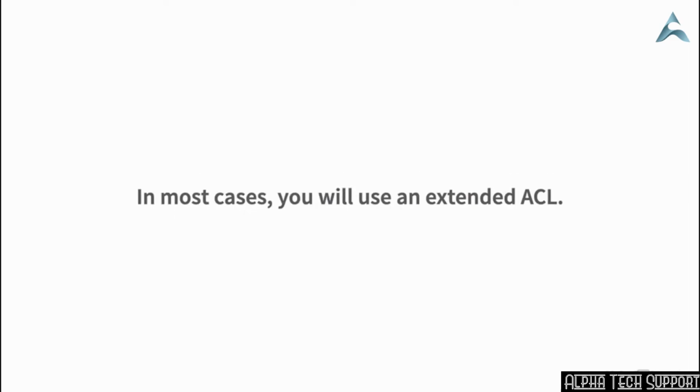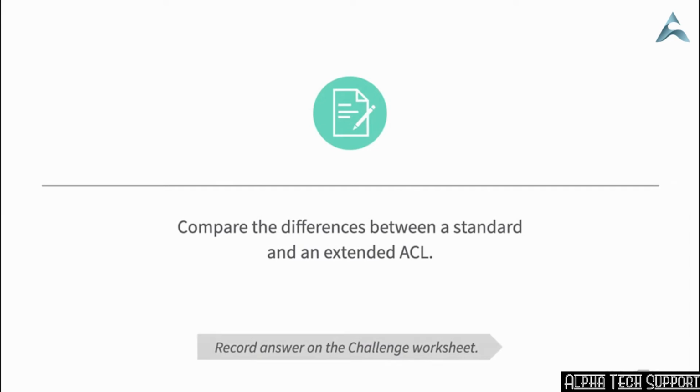A standard access control list is very limited as it only filters based on source IP addresses. Therefore, in most cases, you will use an extended access control list. Okay, now let's test your knowledge. Compare the difference between a standard and extended access control list. You can record your answer on the challenge worksheet.